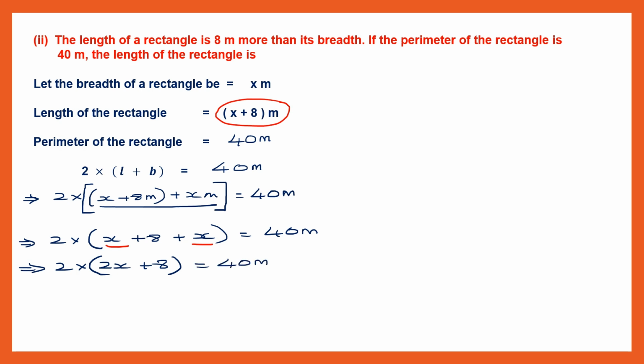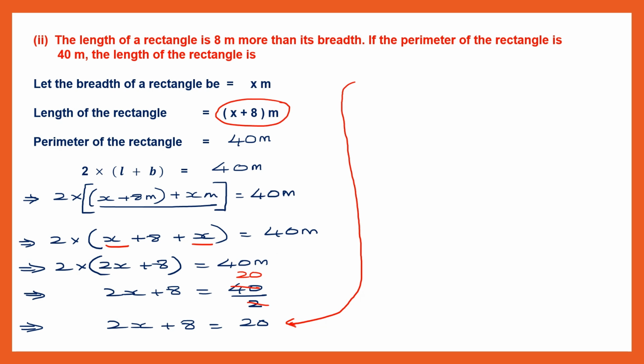So what we can do here is leave this as it is, and I'm going to transpose this 2 to the other side. It's multiplication, so it becomes division. So here we only have 2x plus 8 left. This is equal to 40 divided by 2. We have transposed the 2. So 2 twos are 4, 2 into 20. So here we have 2x plus 8 is equal to 20.